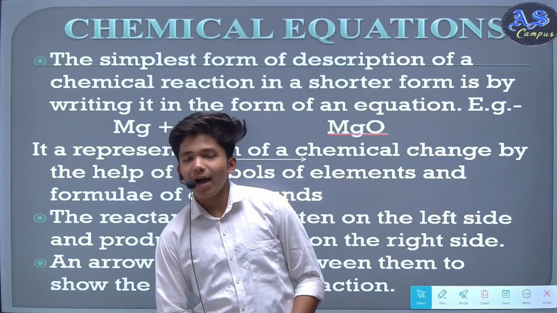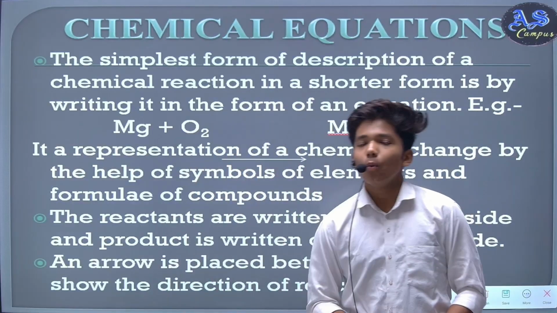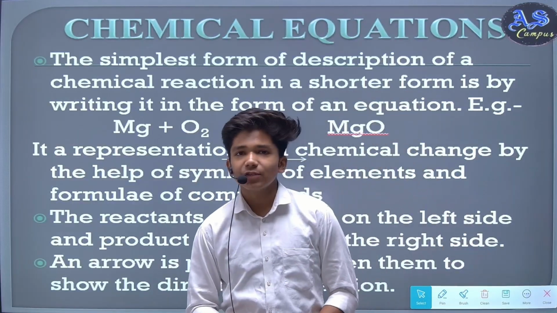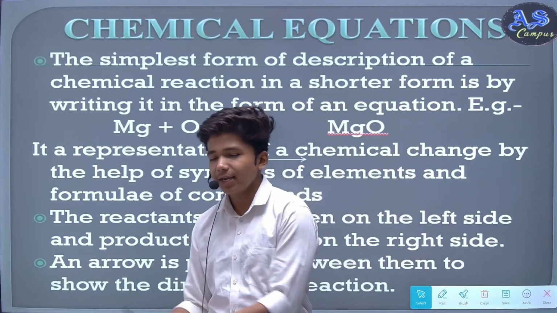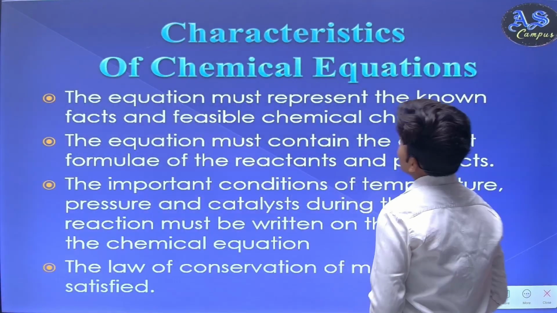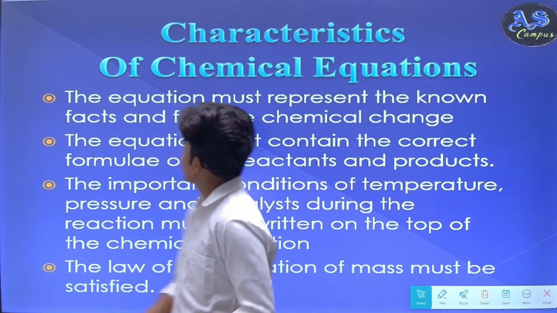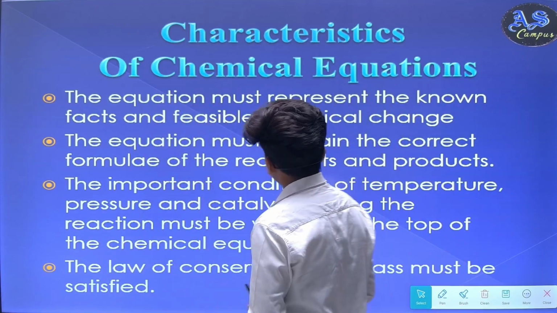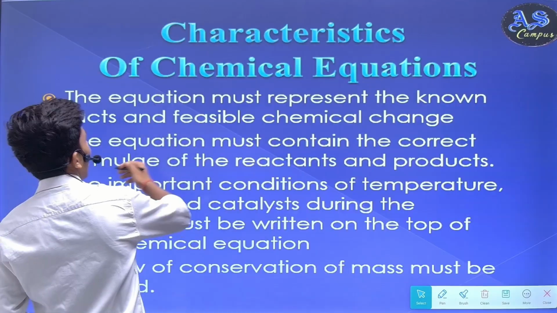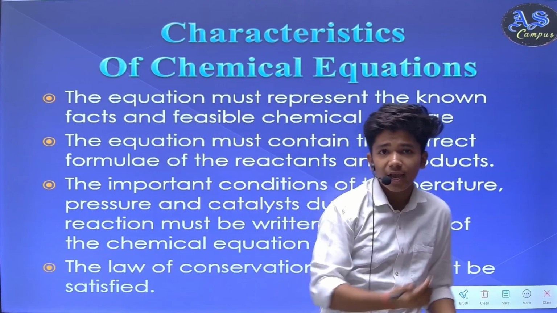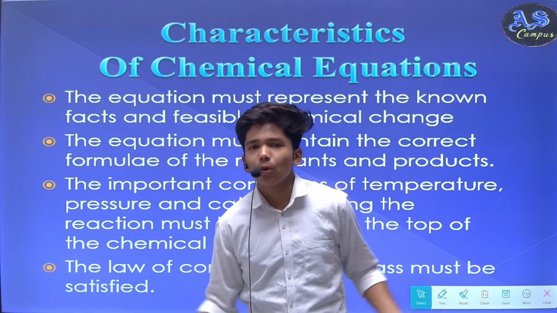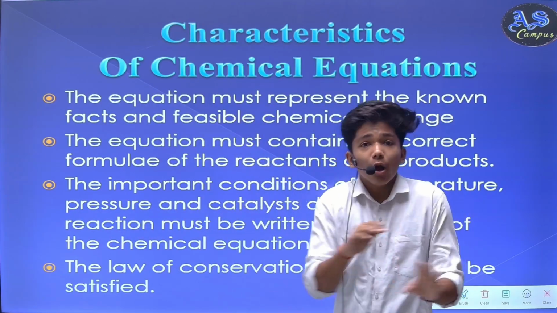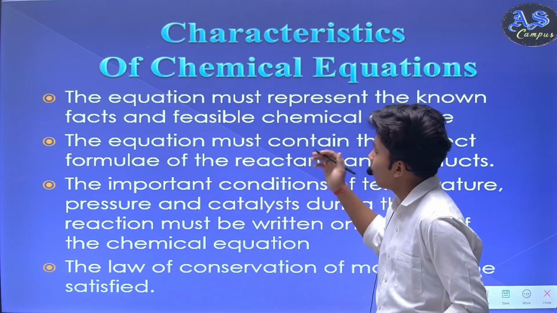So a chemical equation, as I have already told you in the introduction, is an equation which has reactants on the left hand side and products on the right hand side. So what are the characteristics of chemical equations? The equation must represent the known facts and a feasible chemical change. So we can't write that H2 plus O2 gives H3O positive or whatever. It should not be wrong. The equation must be a fact.